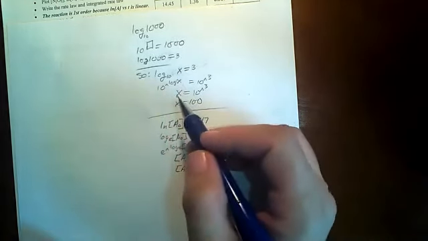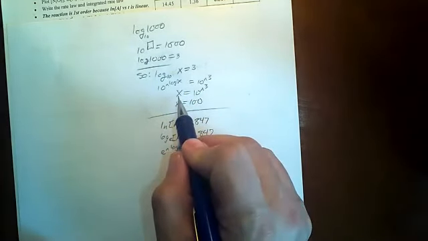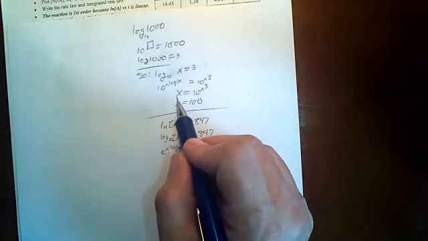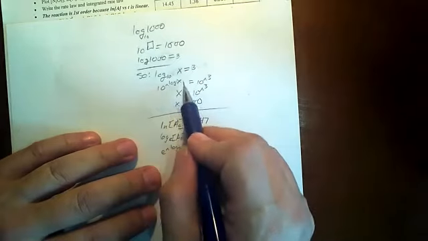Well, you don't even have to know what that power is. You know that when you do it, you get x. Look, I got x. So 10 to the power of log of something gets the something.